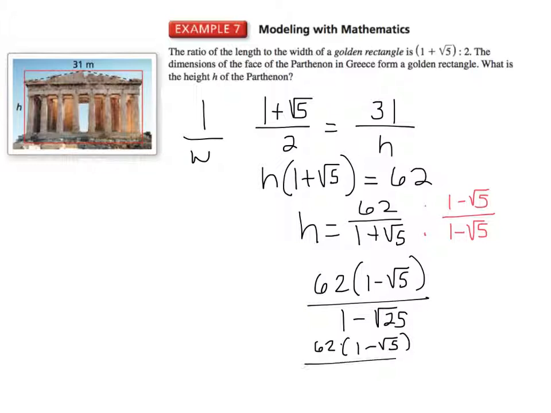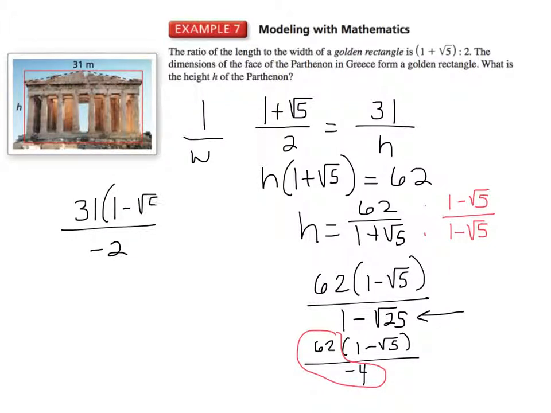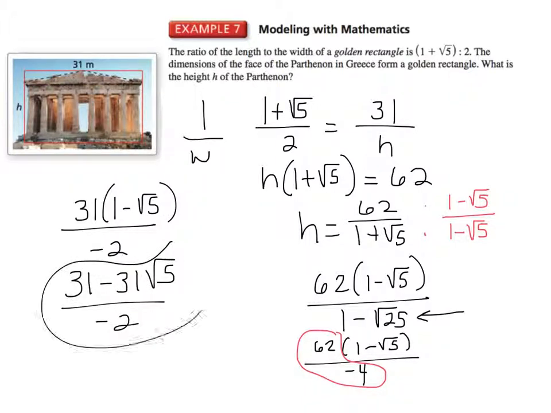Now, there's a reason why I'm not distributing that. Because this right here gives me 5. So 1 minus 5 is negative 4. Before I distribute, I can simplify this. So I can divide by 2. That gives me 31 over negative 2 multiplied, and then on top, 1 minus root 5. Now I can distribute. 31 minus 31 root 5 divided by negative 2.